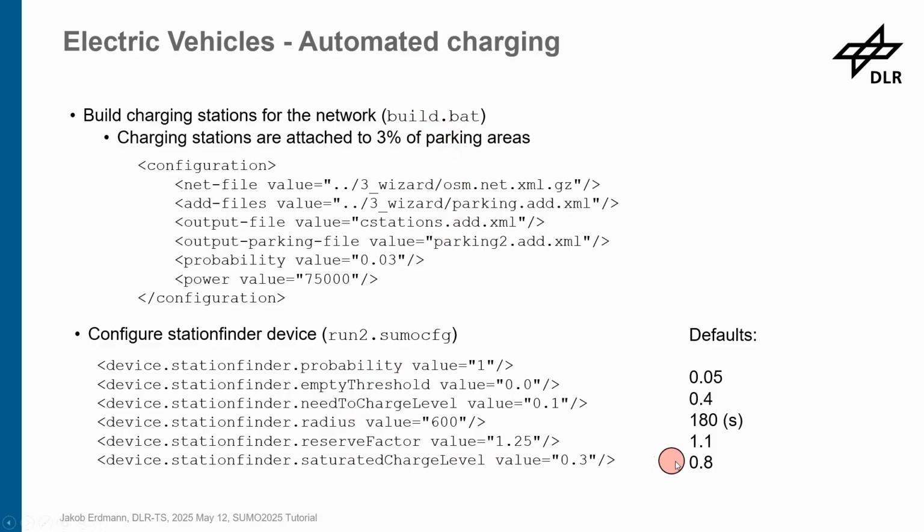And then the last thing that we're configuring here is how much do I want to charge before I end again. And the default is charge to 80% and then go on your merry way. But in this case, we would have many cars blocking the stations. We wouldn't have enough capacity to charge everyone. So I lowered this intentionally to reduce the time they stay there and charge and give some other guy the chance to charge as well. And now with all these things being said, let's look at the simulation.